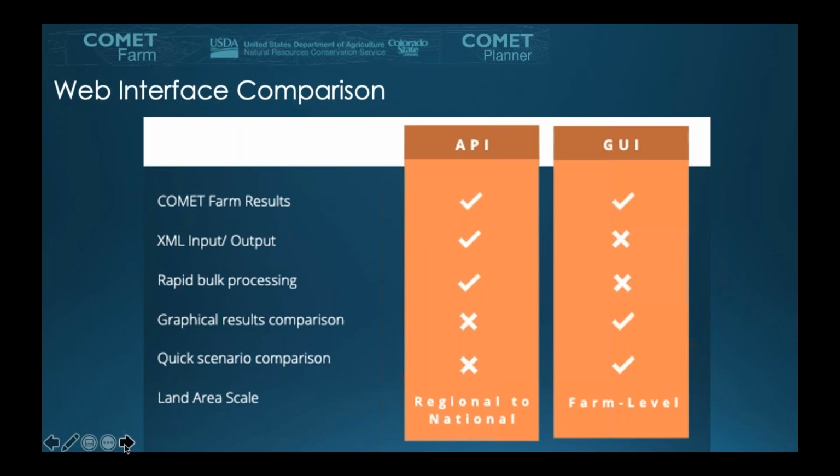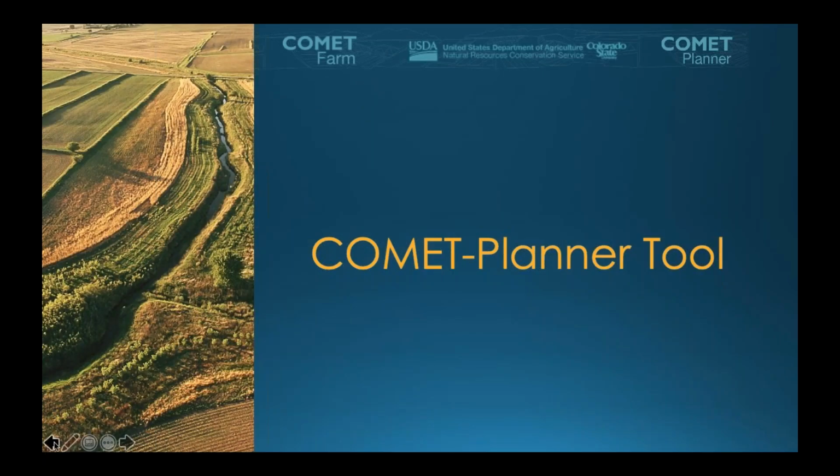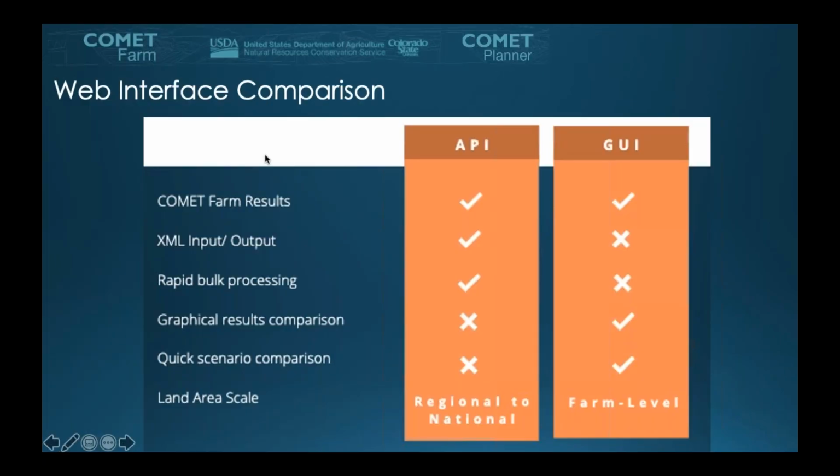So I'm going to demonstrate COMET Planner real quick before I go into the Cropland comparison. Does anyone have any questions on API versus GUI or an introduction to COMET Farm? Once again, just a reminder for folks, put any of those questions you have into the questions box and/or raise your hand at this time, and you can ask any questions that you've got so far.